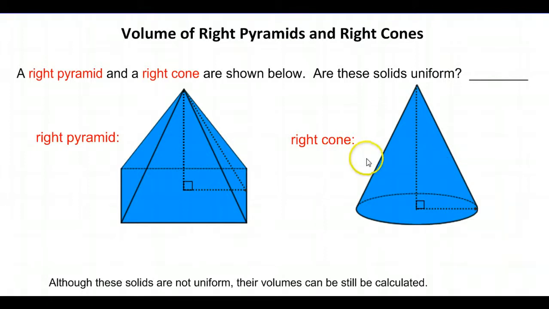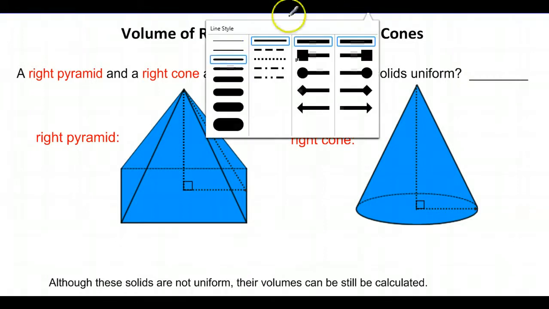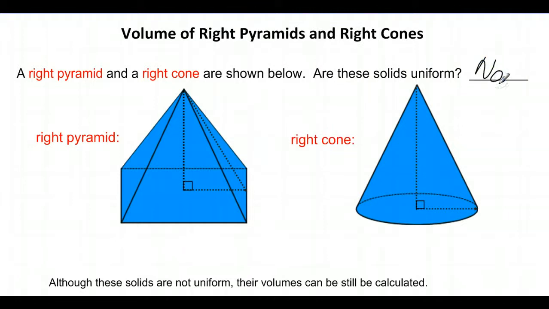And we have talked about volume. So we want to do the volume of a right pyramid and a right cone. Are these solids uniform? Well, by uniform we mean, does it have the same cross-section every time? And the answer here is obviously no. This cross-section, this circle, gets smaller. And the same thing here, we could draw a rectangle in here, but it would be smaller. So these are not uniform solids. Let me just get back the pen. And we will say no.